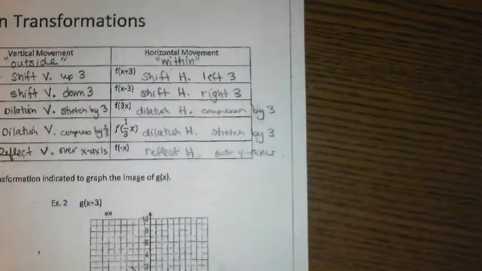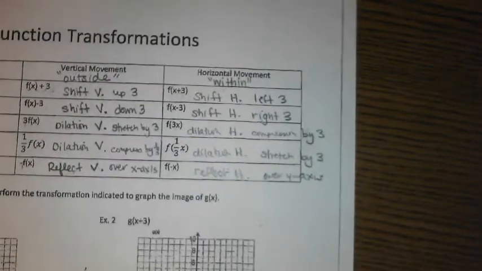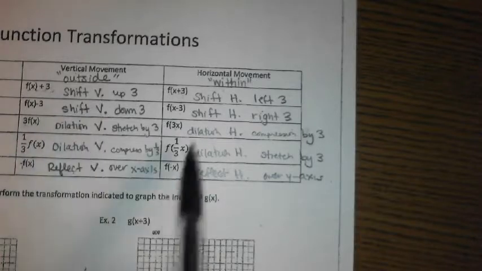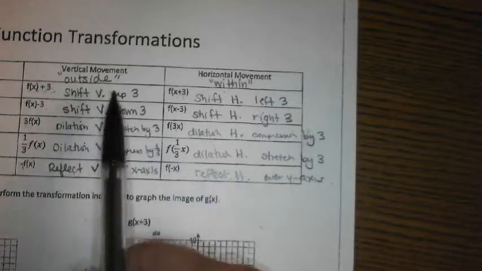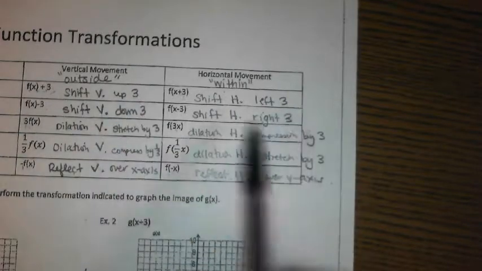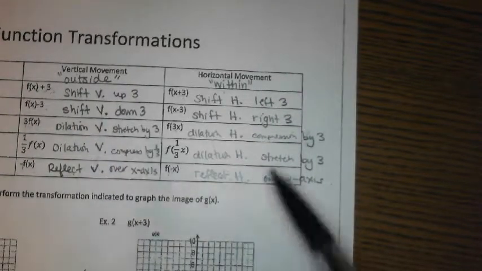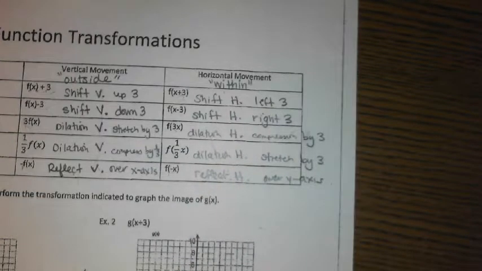So anytime you describe a transformation, I need the type: shift, dilation, or reflection. I need vertical or horizontal, and I need then more specific information. If it's vertical, up or down. If it's horizontal, left or right, kind of thing. Okay? All right.